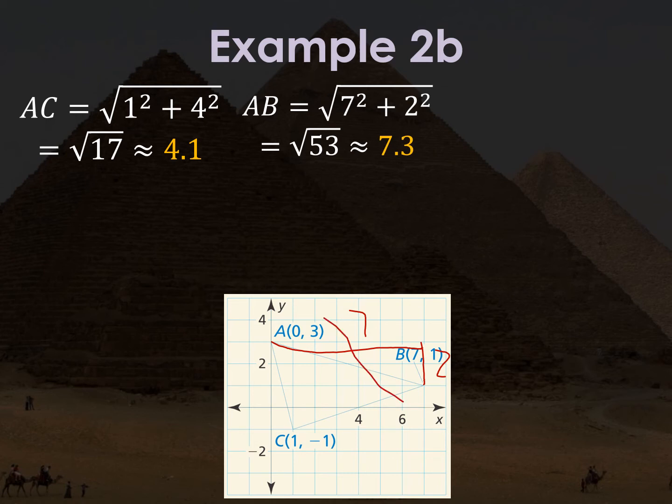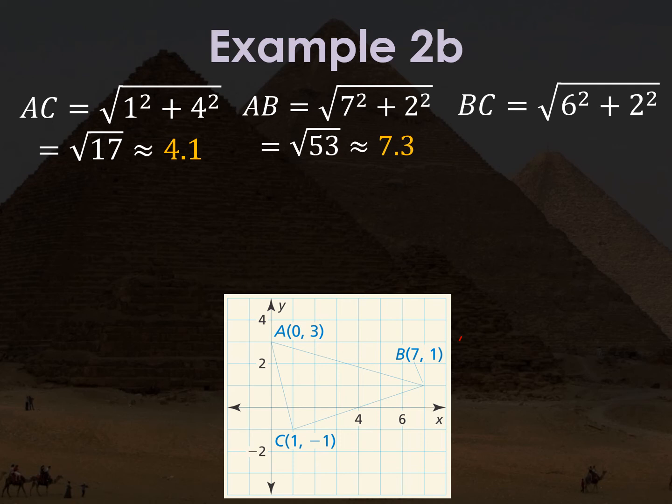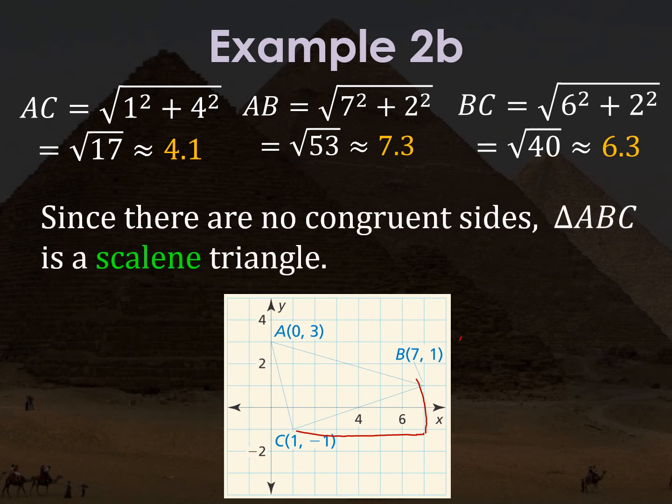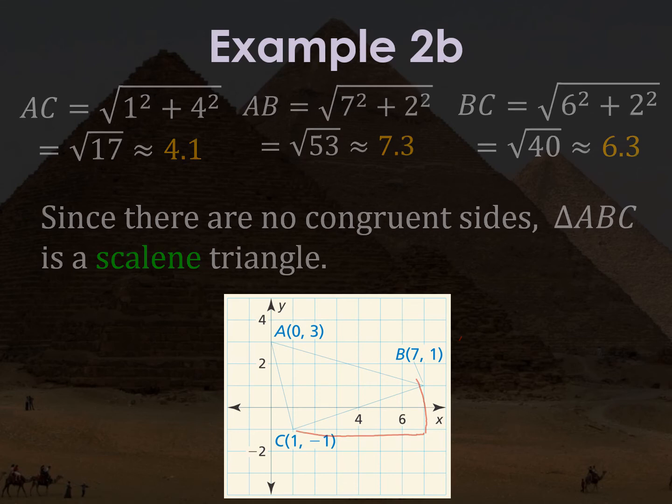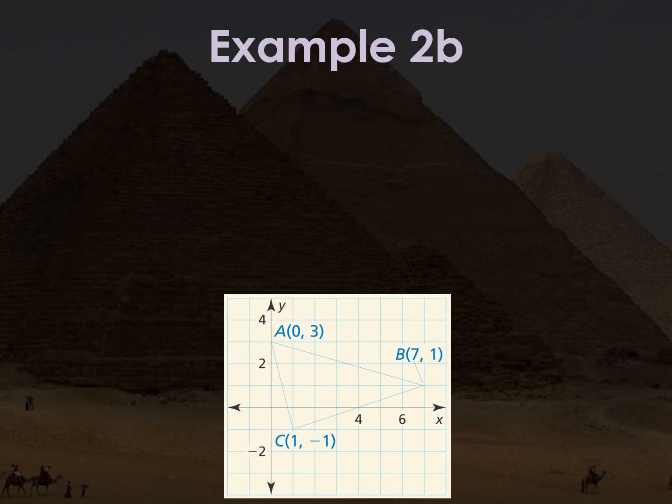Finally, we have side BC. BC is the square root of 6 squared, so it's 6 across there, plus 2 squared. That comes out to the square root of 40, which is about 6.3. Again, we have a scalene triangle, no congruent sides. So now let's take a look at the slopes of the three sides. Really the candidate that's most likely to be a right angle is C. So let's just take a look at all three sides anyway.